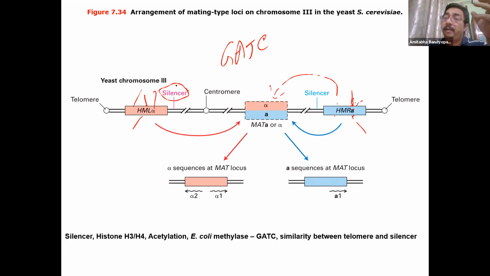What it means is that a cassette that can be transcribed somewhere else in the genome, if you put it in the silencer region, it will not be transcribed. If you clone any gene in this region, the gene will not be expressed. And this region is generally hypoacetylated.